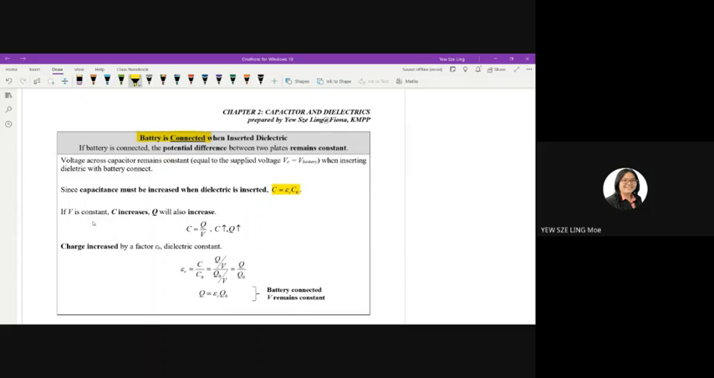So if V is constant, how do I know V is constant? If you have a circuit, this is the capacitor, and this is the power supply. You still connect it to the battery. When you insert the dielectric inside the capacitor, C increases. So C equals Q over V. Now I want to charge it again until it is fully charged. When it is fully charged, the V across the capacitor goes back to V supply. Therefore, we can assume the V across the capacitor is constant.